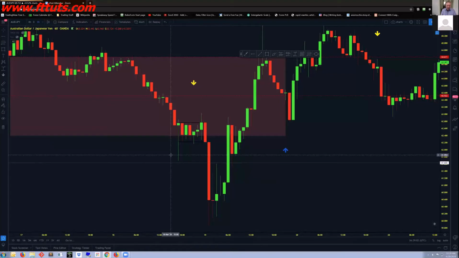But we have to wait for manipulation. And then we have to see price run back above this area right here, right? And there it is right there. Price pulls back, it's bought.